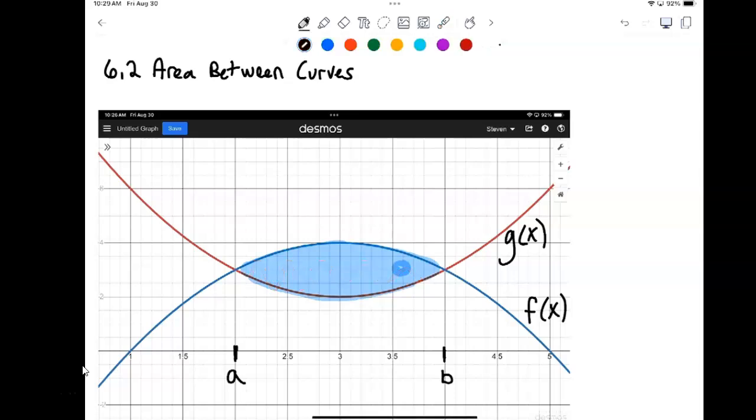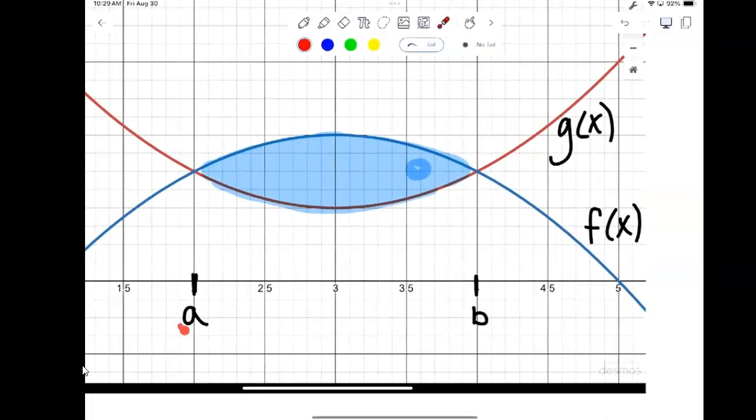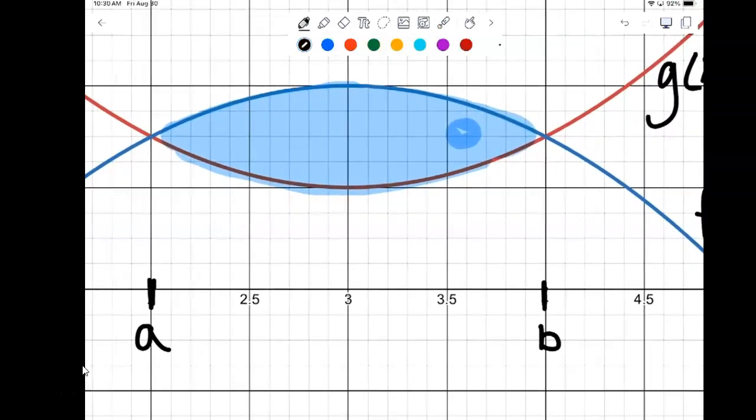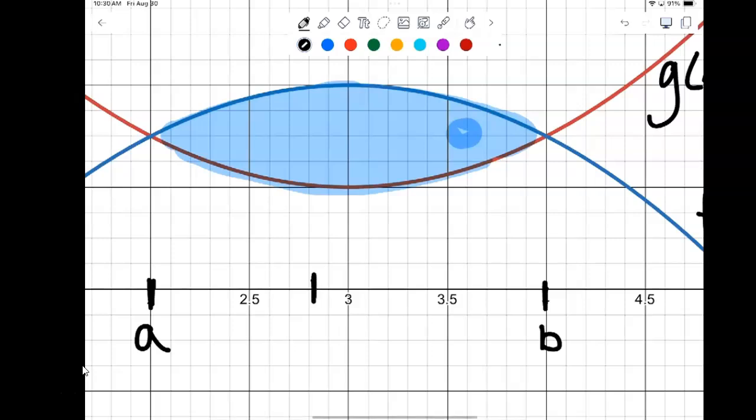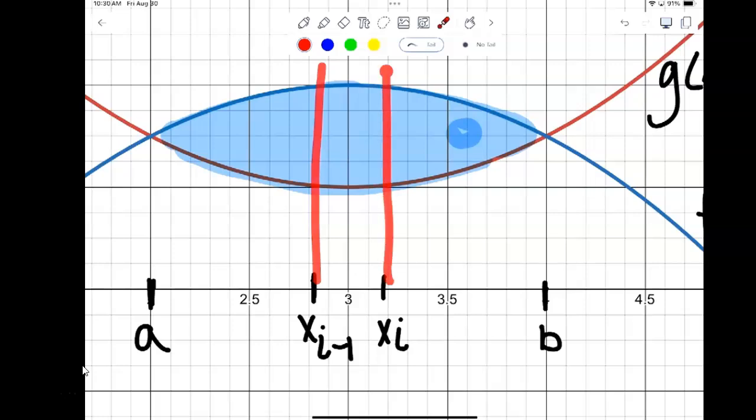Well, there's different ways to approach this, but what we're going to do is take our interval from a to b. So in this case, it's actually from 2 to 4 on this particular graph. We're going to take this interval from a to b, and we want to subdivide it up into a bunch of separate intervals. So at any one point, we might be at this interval right here, the ith interval, x sub i minus 1 to x sub i. So we're dealing with this interval, and we want to approximate the area that occurs in this interval only.